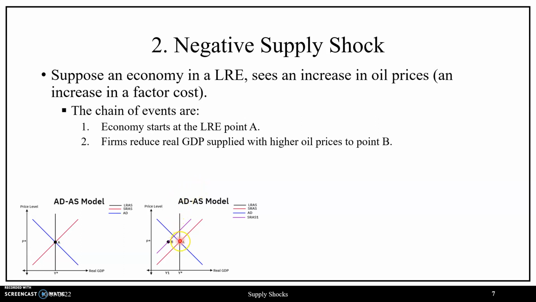With oil increasing in terms of its price point, this makes it more expensive for firms to operate, so this will correspond to a leftward shift in the short-run aggregate supply curve from SRAS in red to SRAS1 in purple. We're holding the price level fixed.